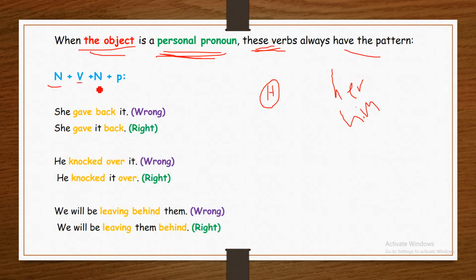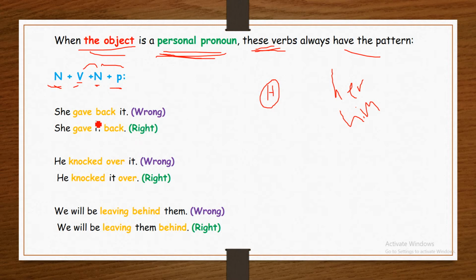Noun plus verb plus noun plus particle. It means subject plus verb plus object plus particle. The personal pronoun should be between the verb and the particle. When the object is a personal pronoun, it must be between the phrasal verb.